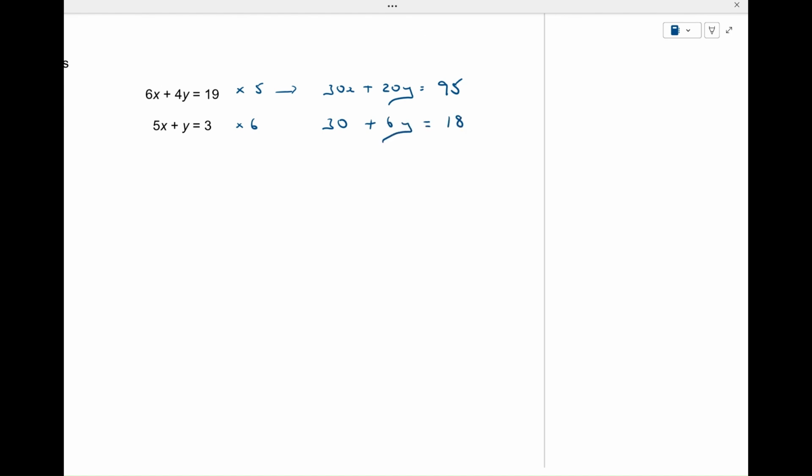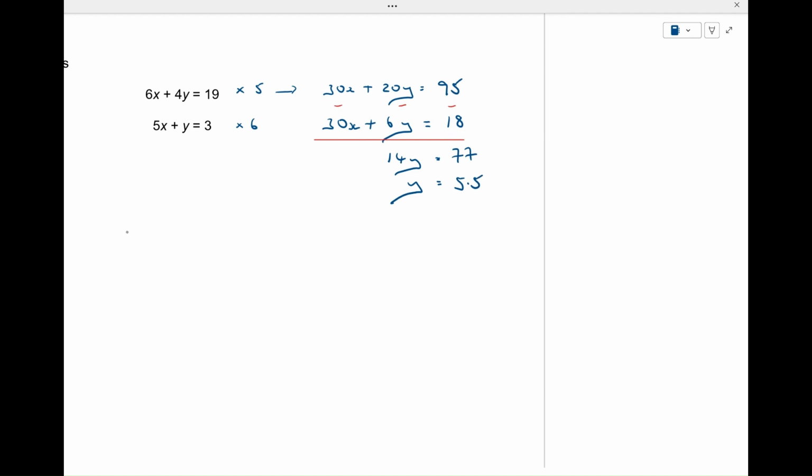Now I'm getting the x's equal. Now I'm going to subtract. I write my minus signs in there just in case I end up with minus and minus. In this case, you don't end up with minus and minus. You end up with 30x take away 30x is nothing. 20y take away 6y is 14y. 95 take away 18, do that on my calculator, gives me 77. Now I'm going to divide both sides by 14 to give me y equals 5.5.